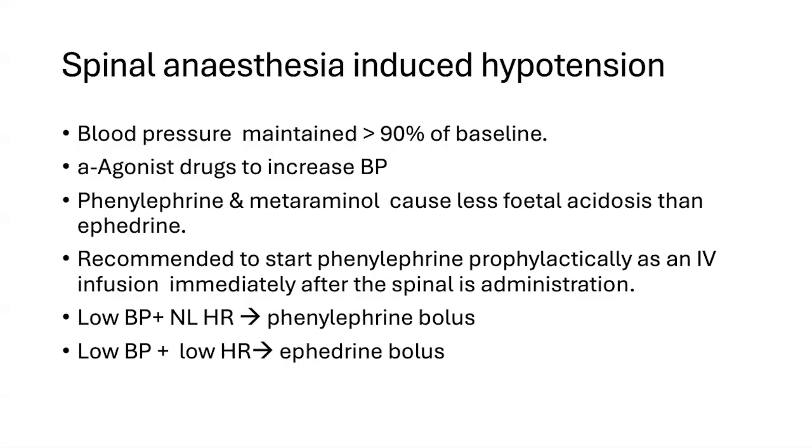It is recommended to start phenylephrine prophylactically as an infusion immediately after the subarachnoid block, and that cannot be done in our setup because we don't get phenylephrine that much to give to all the patients. So if we are to give boluses, how do we do that? If the blood pressure is low and the heart rate is normal, we can go for phenylephrine or metaraminol. But if the blood pressure is low and the heart rate is also low, an ephedrine bolus would be better.